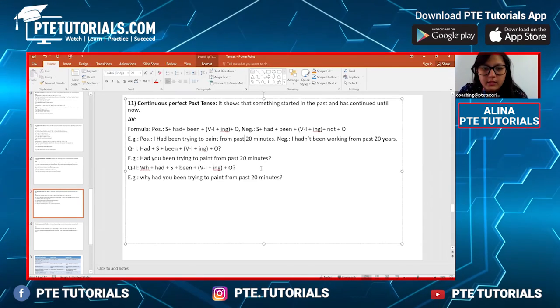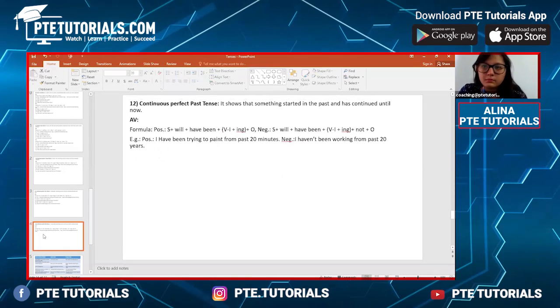Question 1 would be: had plus subject plus been plus verb plus ing plus object. Question 2 would be: WH plus had plus subject plus been plus verb plus ing plus object. So for a question, we can make sentences like: I had been speaking yesterday from 5 to 6 to the students. Like this way I can make it.